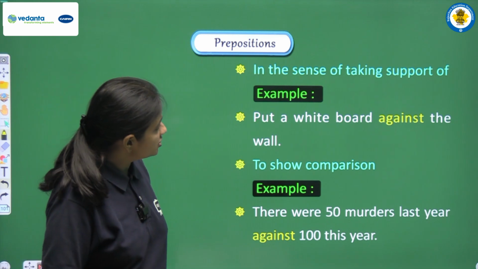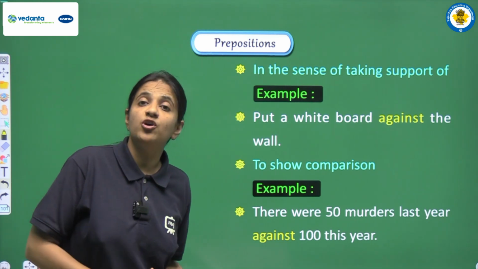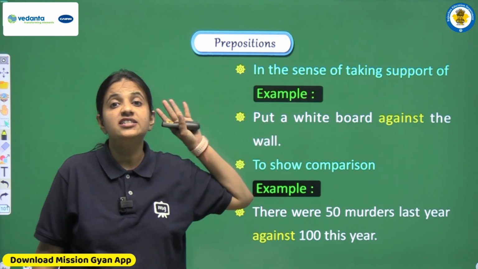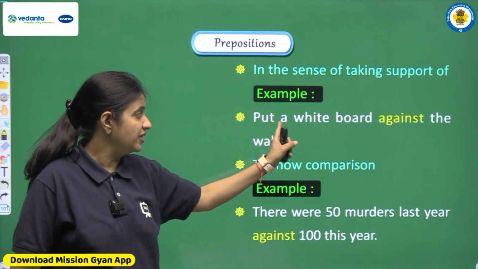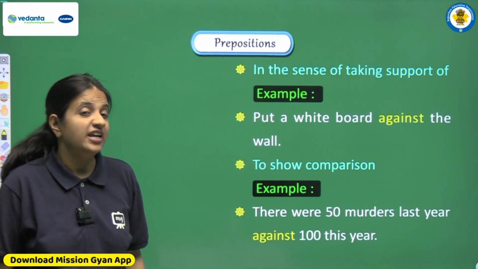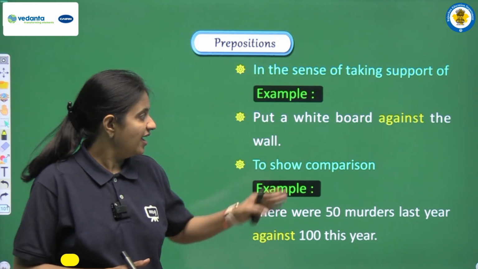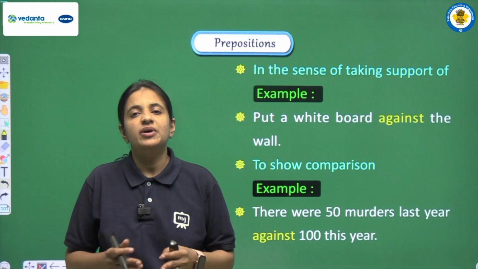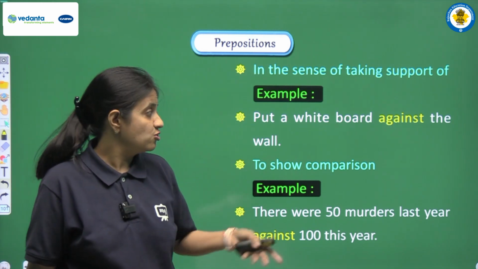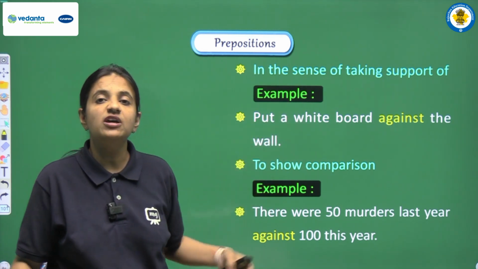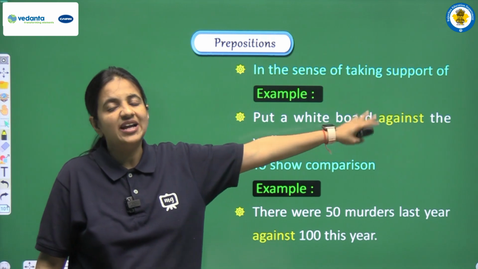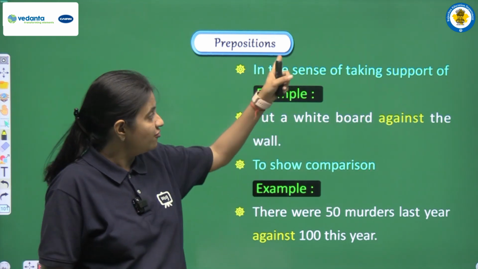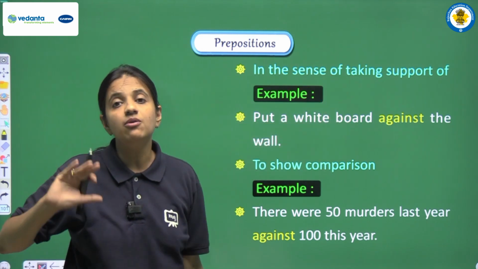It is also used in the sense of taking support of. Yes, again, it is also used to indicate this kind of meaning, that is taking support of. Let's see the example. Put a whiteboard against the wall. It means, suppose we are having one whiteboard, okay, and we are trying to put it on the floor, but you know, it keeps falling. So we are just trying to take the support of the wall. So for that, we are having against in the sentence, and with the help of against, we are trying to show this thing, that we are taking support of the wall.